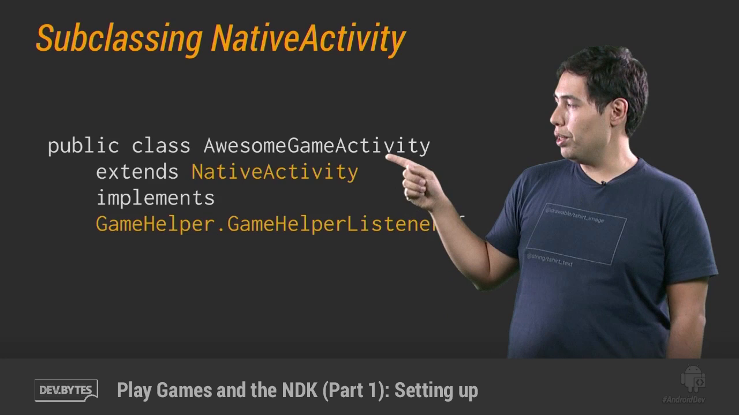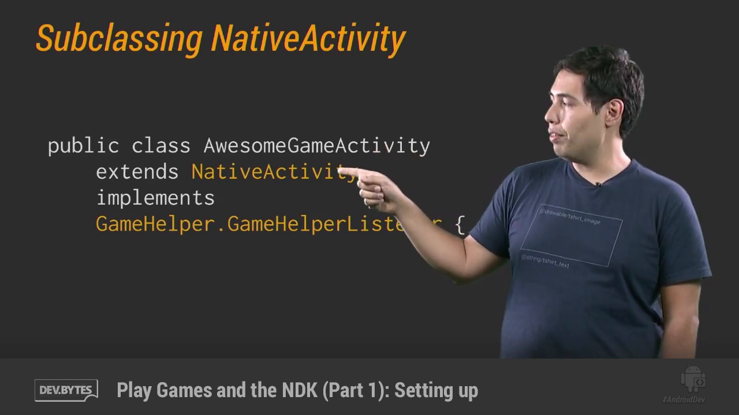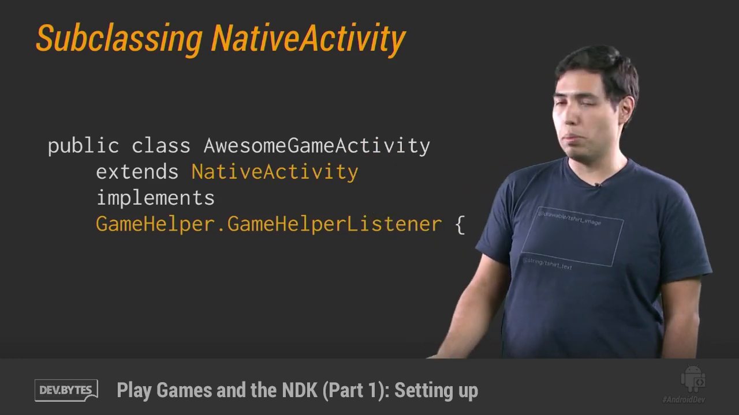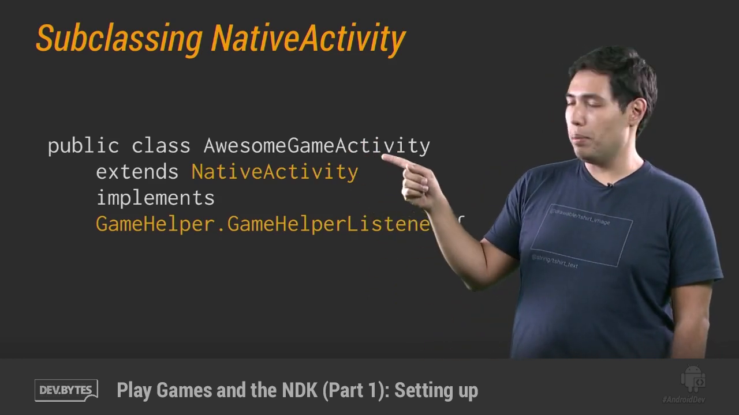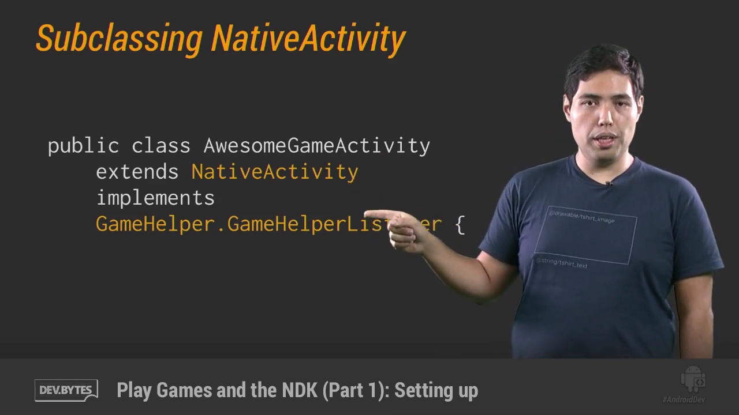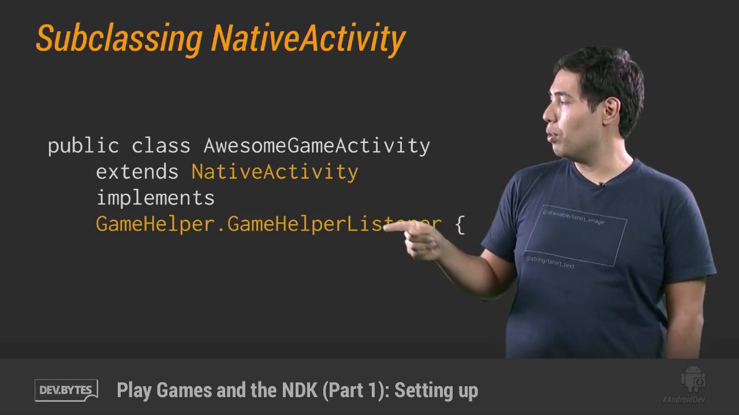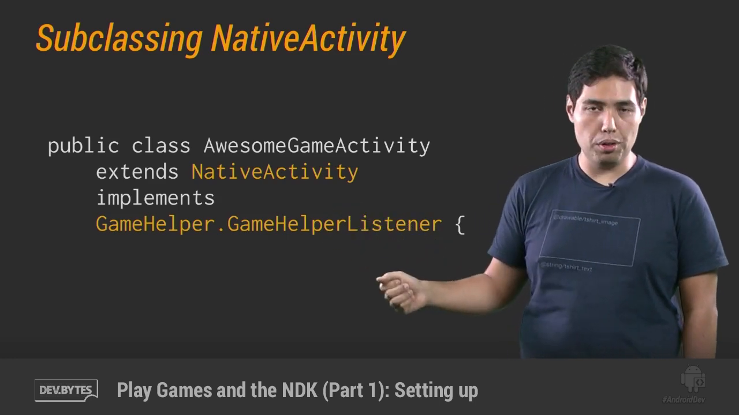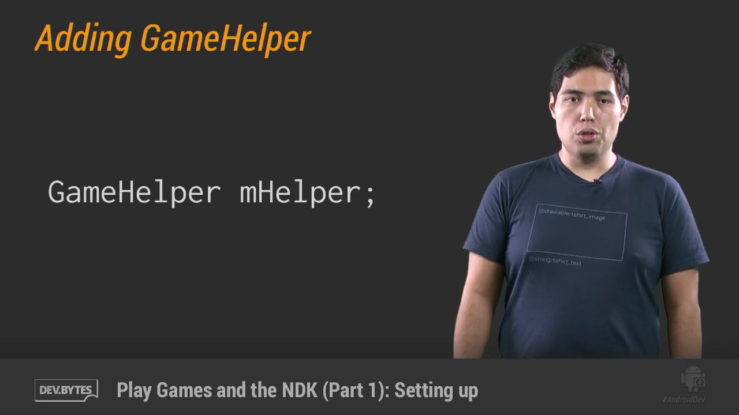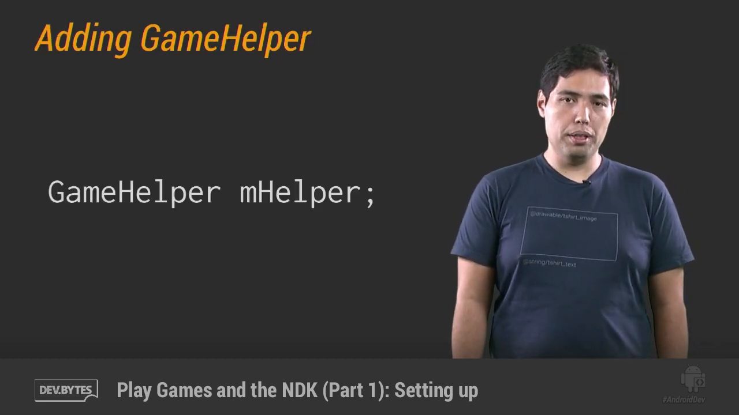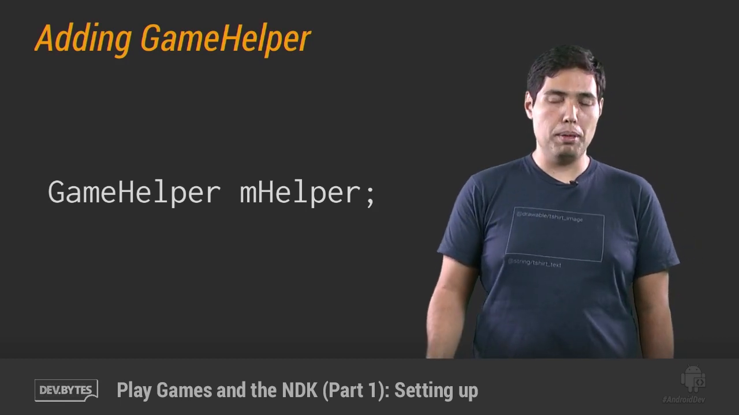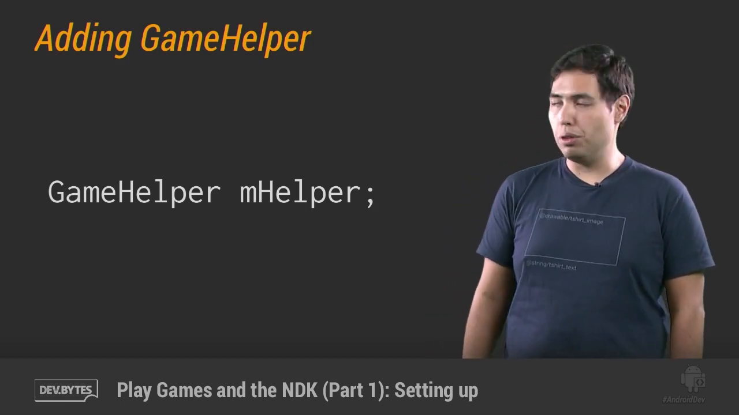Before anything, we start with NativeActivity, and then we derive our activity class from it. In this case, our game is called Awesome Game, so we are deriving AwesomeGameActivity from NativeActivity. Since we're going to use the GameHelper, which is also in the samples, we also implement GameHelper.GameHelperListener, which is the listener class that GameHelper uses. Next we declare GameHelper inside of our activity, and we're going to have to manage its lifecycle. Remember, this is actually done by BaseGameActivity, but it's not actually very hard to do it yourself.